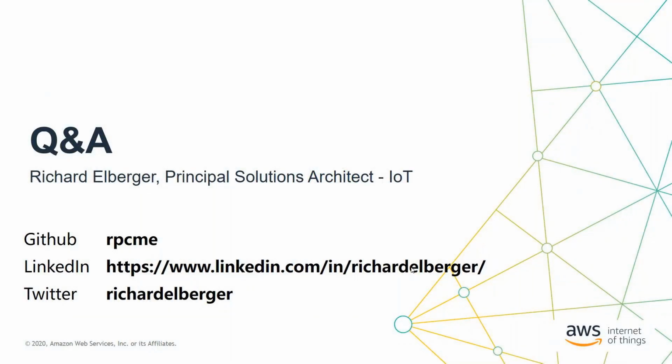So with that, my name is Richard Elberger. I'm a solutions architect in IoT at Amazon Web Services. This is my contact information. From there, what you can also see is the Meta AWS project, which is in the AWS organization, for more information about building Yocto and including Greengrass and machine learning and SageMaker Neo. And I think it's time to do some Q&A.